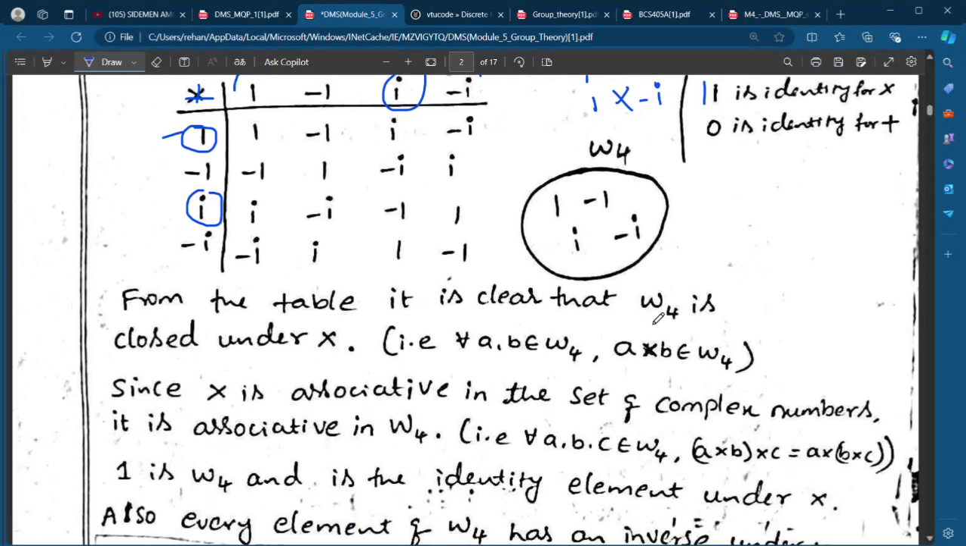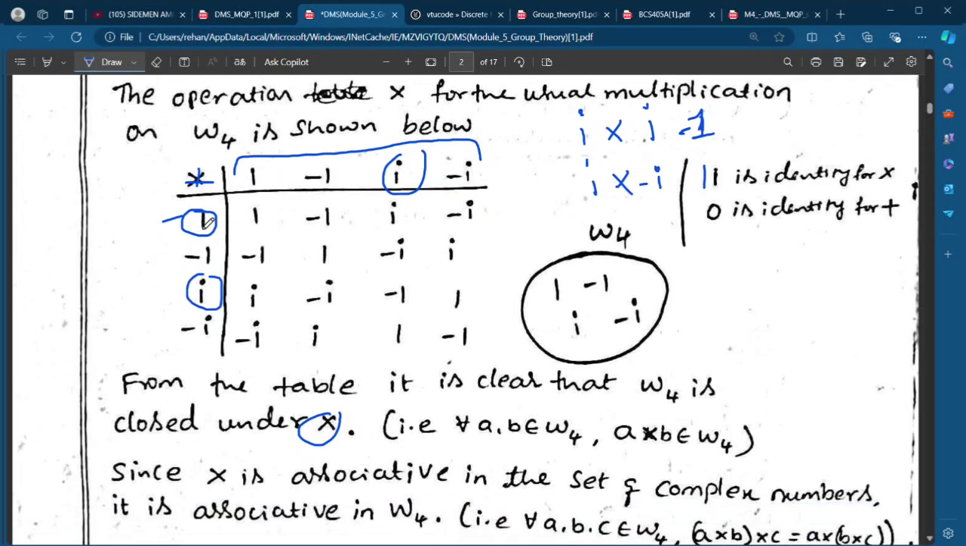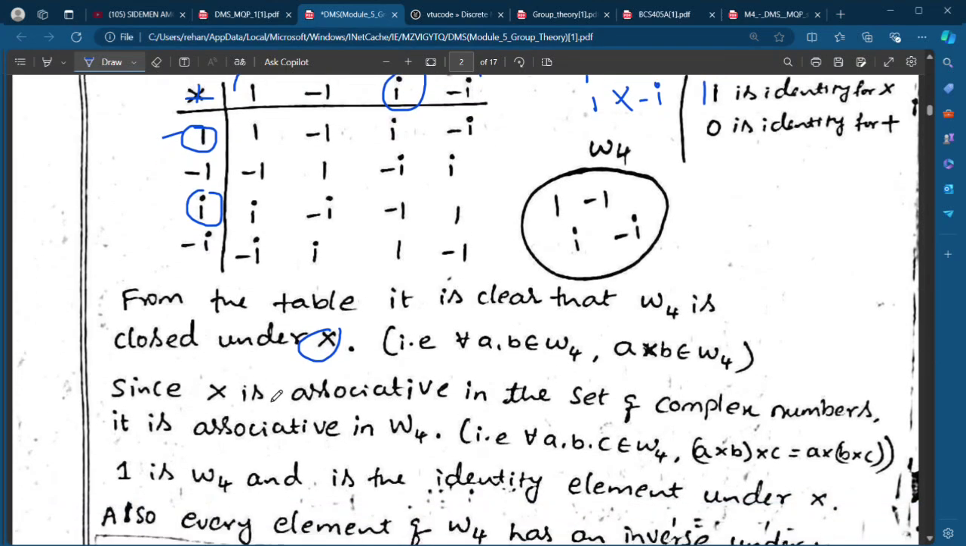So from the table, it is clear that W4 is closed under this binary operation star. That is, for all a, b belonging to W4, a into b also belongs to W4. Whenever I multiplied, I didn't get any new term apart from these 4 elements. So I can say that a_i into b_i belongs to the same set W4.